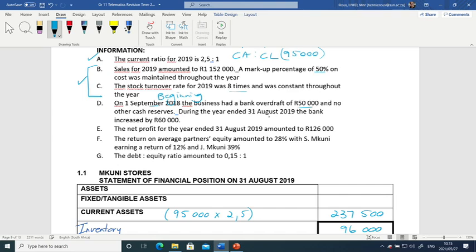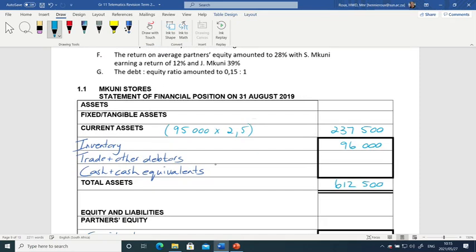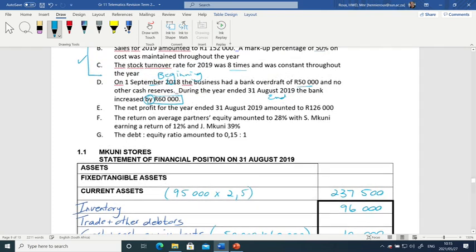During the year, at the end of the year, the bank increased not to 60,000, but by 60,000. So we received 60,000. So now we know our bank account must be 10,000, because we started with a minus 50,000. Then there was an inflow of 60,000. So now our bank balance will be 10,000. Okay, so another piece in the puzzle.